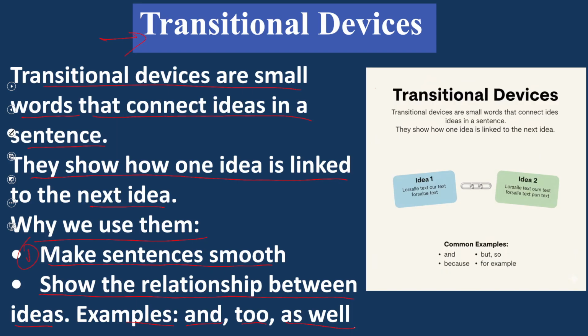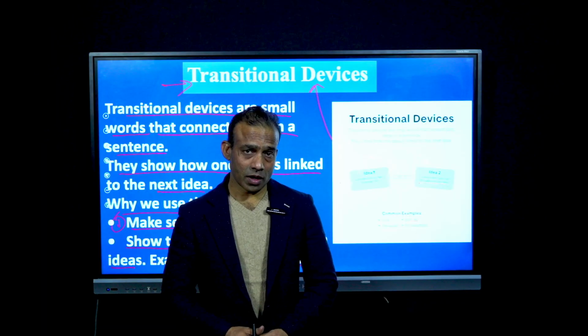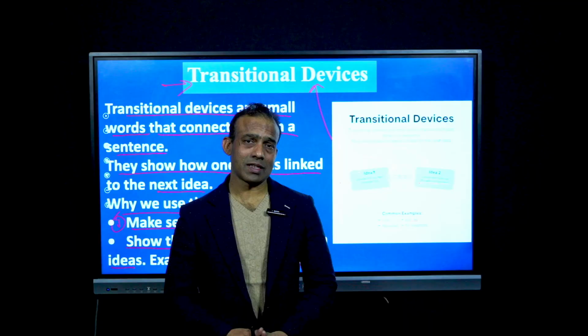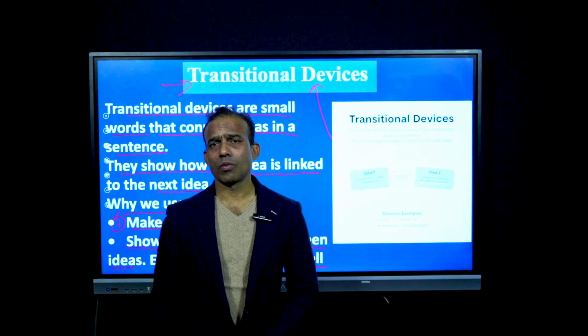And the picture is also telling us the whole story. Look at this: idea number one and idea number two are linked through this chain, just like transitional devices. This idea is transiting to the second idea, and transitional devices are connecting these two ideas. Common examples of transitional devices: and, but, so, because, for example. In simple words, there is another word which is used for them. It is also called a conjunction. Now, move to the next part.